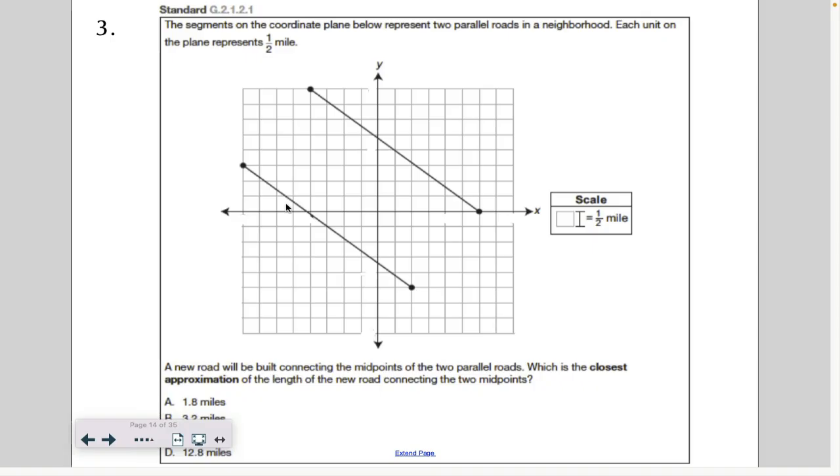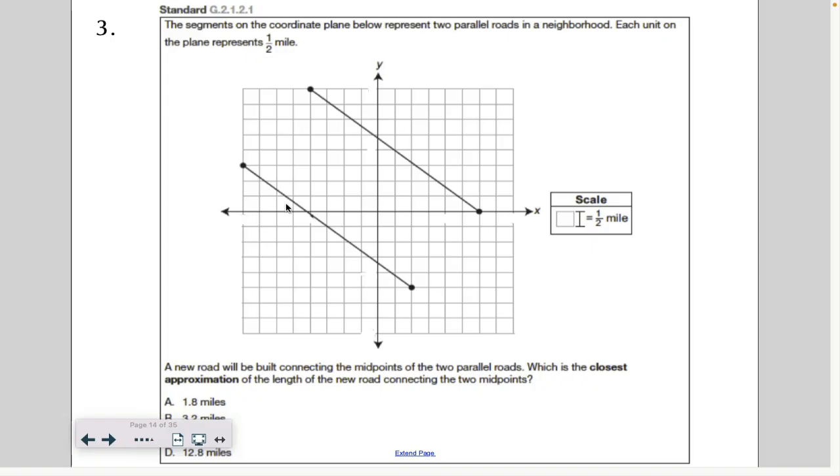Give me about another minute to finish up that one question. We're going to have to wait. All right, let's look at number 3.